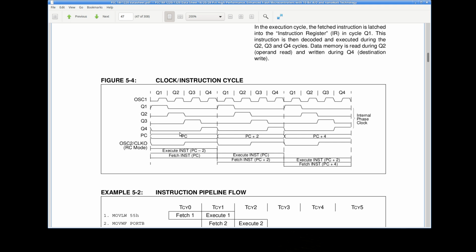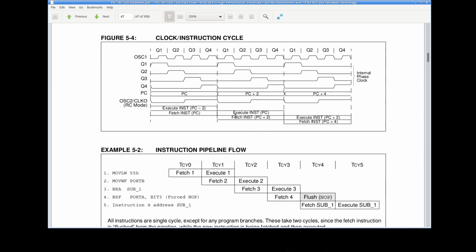So in this first set of 4 ticks, we're fetching the instruction at a particular program counter, and we're executing the instruction that we fetched previously, the one that was 2 spots earlier. In the next set of 4 clock cycles, we're executing the instruction that we fetched over here, and we're fetching the instruction that comes next. In the next chunk of time, we're executing the instruction at PC plus 2, and we're fetching the instruction at PC plus 4. So each time the execute finishes, we've finished an instruction, and the effect is it looks like we're finishing an instruction every 4 clock cycles.